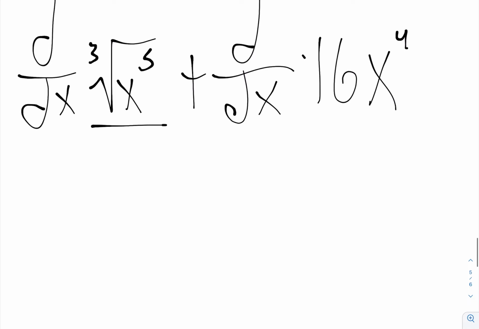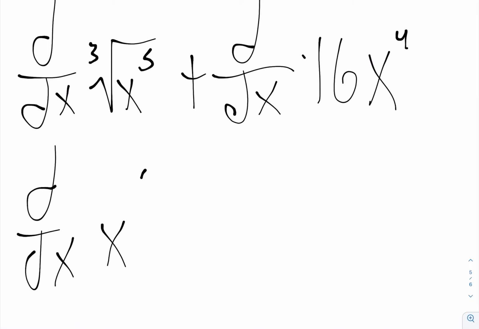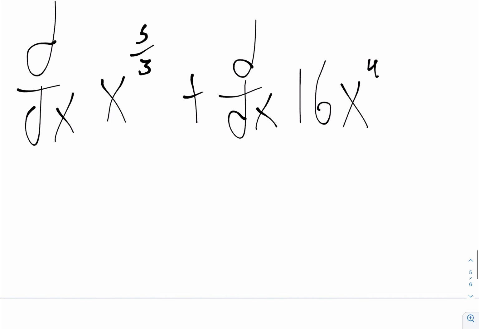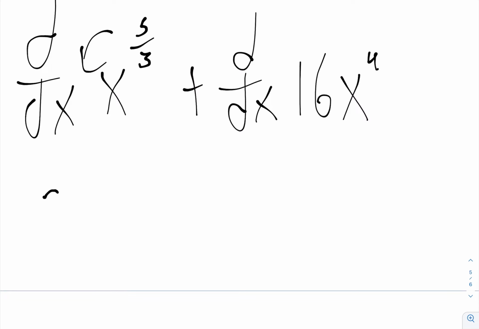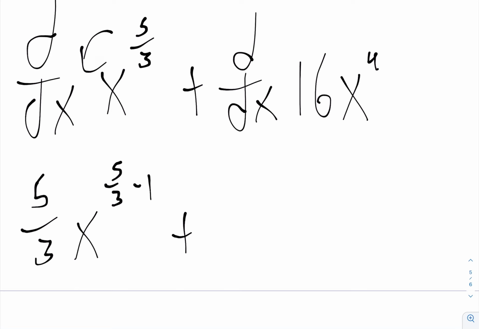So writing this radical on the left here as a power, this is going to be x to the power of 5/3, plus d by dx of 16x to the 4th. So when we bring this 5/3 down to the front, according to our formula, we're going to get 5/3 x to the 5/3 minus 1, plus this 4 is multiplying into the 16. 4 times 16 is 64, so it's going to be 64 times x to the power of 4 minus 1, which is 3.